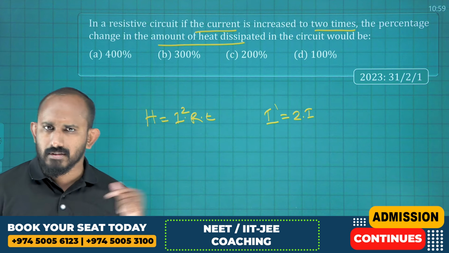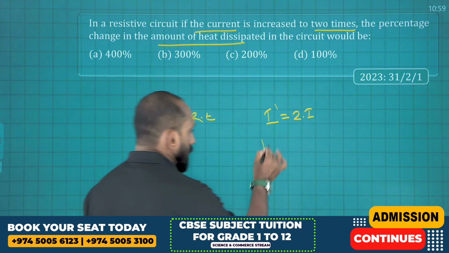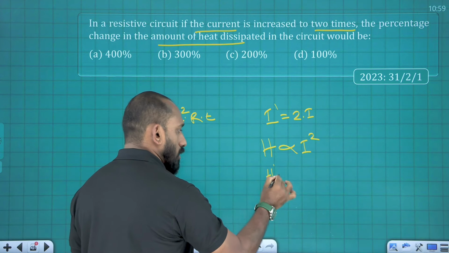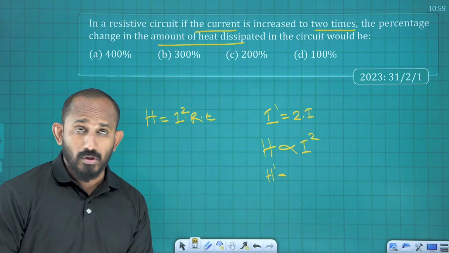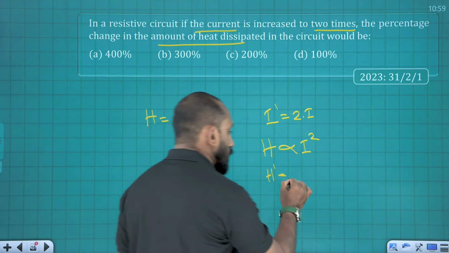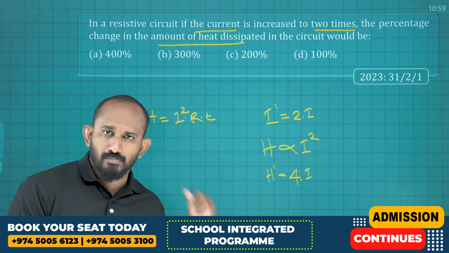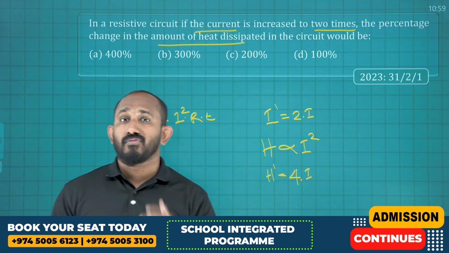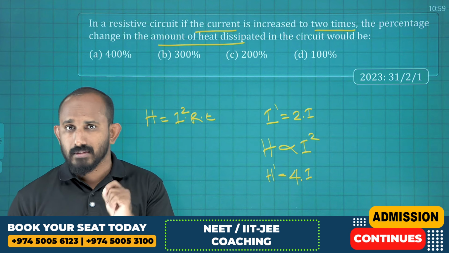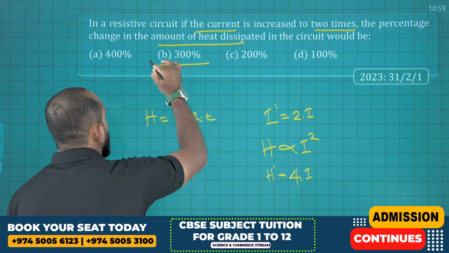Then R and T are the same. Then H is proportional to I square. Heat is proportional to the square of the current. So the new heat will be proportional to 2I the whole square, that is 4 times I square. Just like the previous question we did, if heat becomes 4 times, then there is a change of 300%. Yes or no? So the answer is again B here.